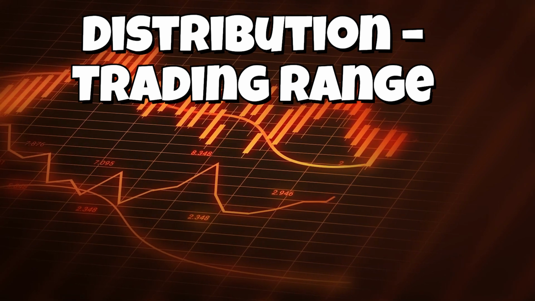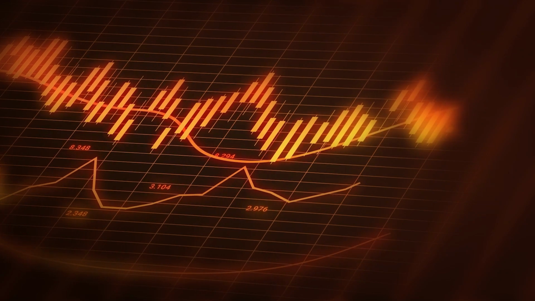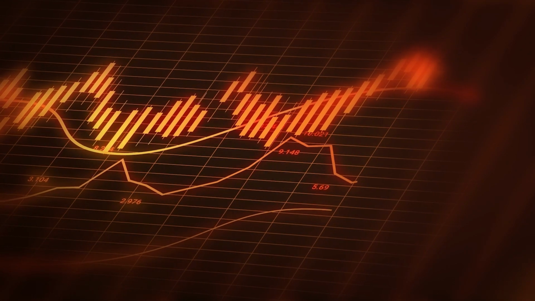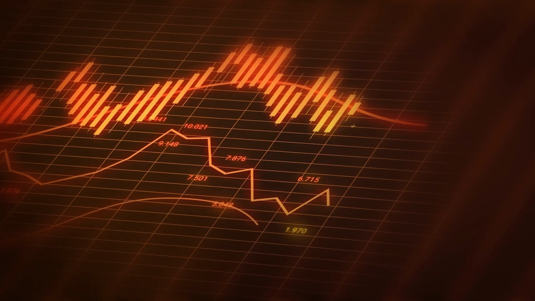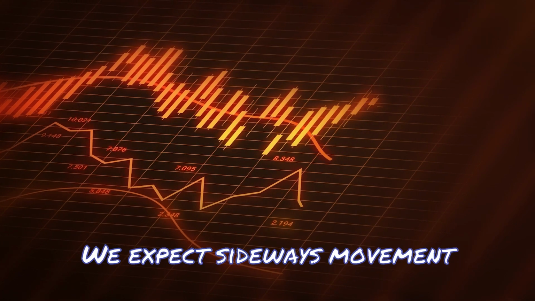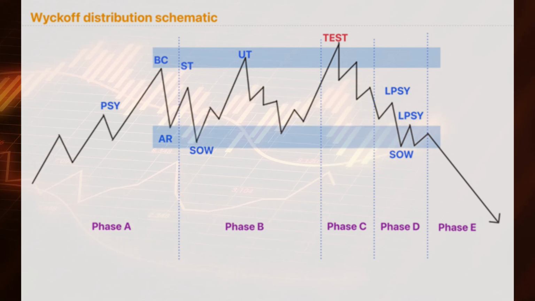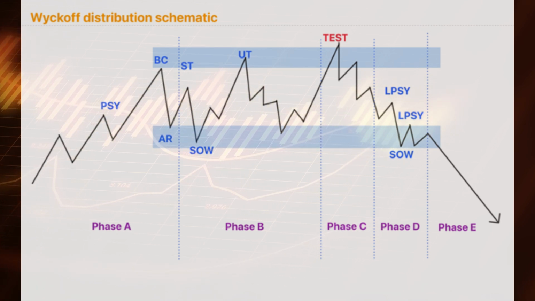Distribution, trading range. Needless to say, the distribution portion of Wyckoff's trading cycle is the opposite of the accumulation portion. The big players distribute or build their short positions after the uptrend. As with the accumulation phase, we expect sideways movement. Again, Mr. Wyckoff created little segments for distribution, except that the wording for a few terms differ.